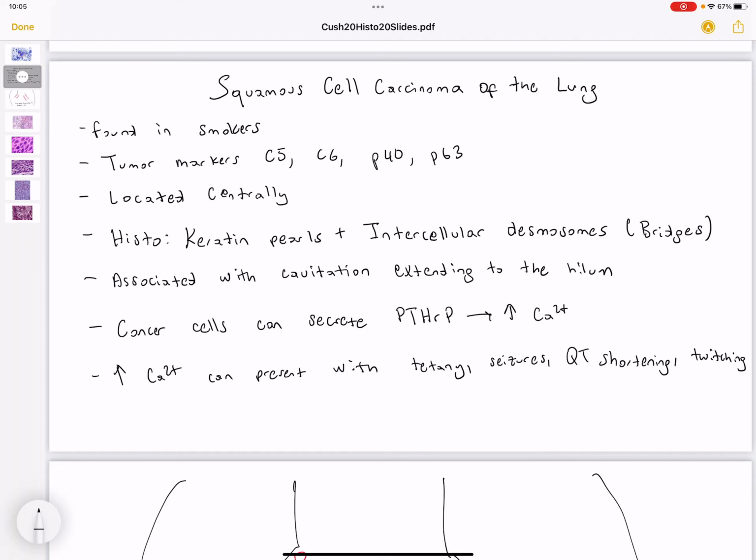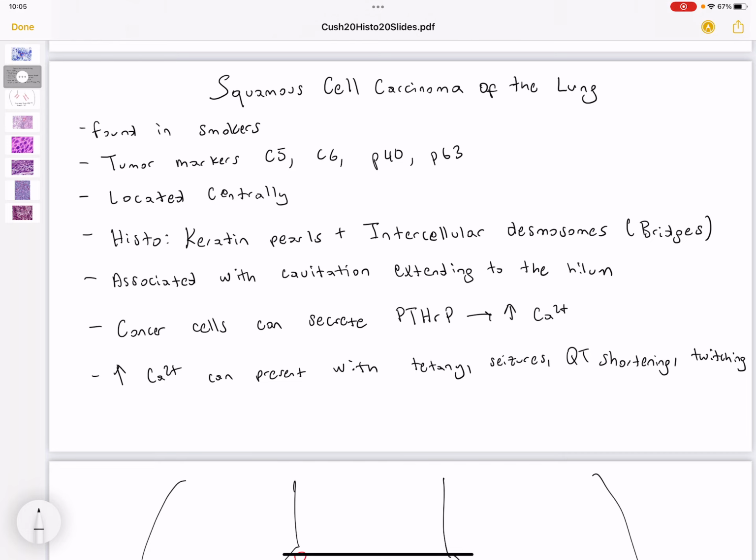Hello everyone, in this video we're going to be discussing squamous cell carcinoma of the lung. Now, squamous cell carcinoma of the lung is going to be found in smokers. It is going to be associated with the tumor markers C5, C6, P40, and P63.